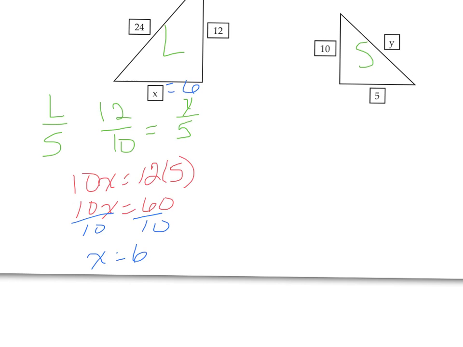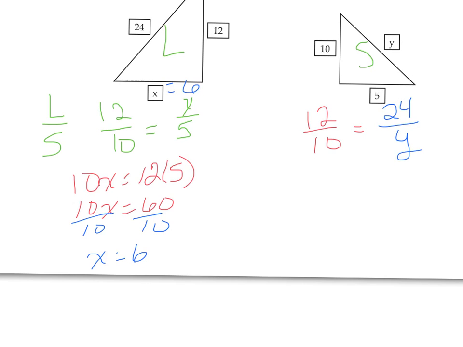Now to solve for y, we can use this same proportion, 12 over 10. That's large over small. This time when we're solving for y, we're looking for the side that corresponds to it. Well, I'm wrong. That's the 24. So 24 over y. So just to clarify, the 12 and the 10 correspond, and that's where this comes from. The 24 and the y correspond, so that's where this is coming from.